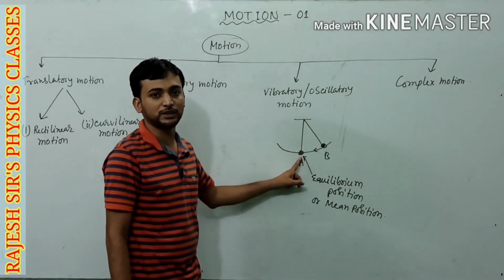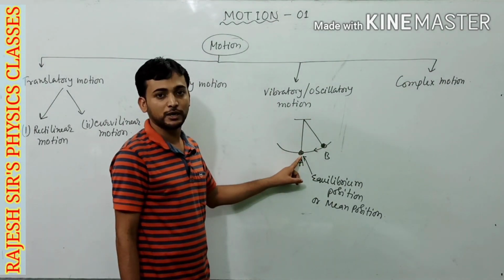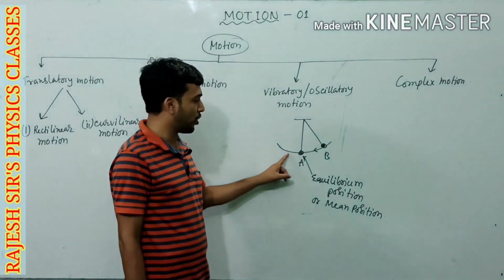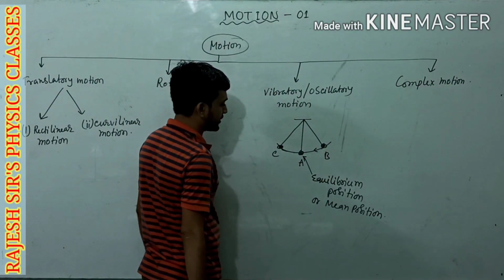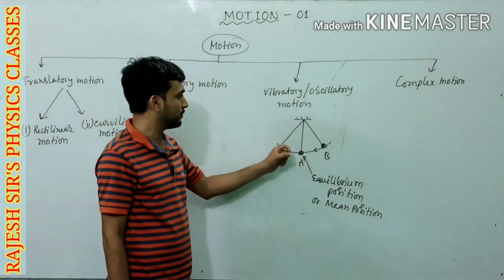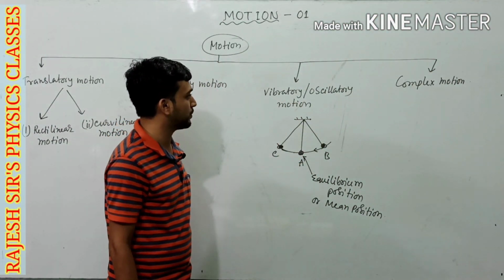After coming to this position, the bob will not come to rest because of the tendency of motion. The bob will go on moving until it reaches the point C. So in this case, the motion performed by the simple pendulum is oscillatory motion.